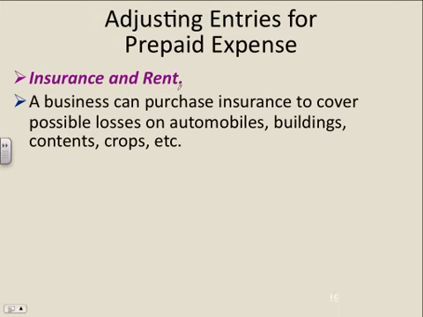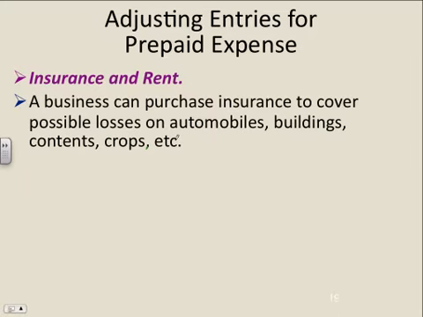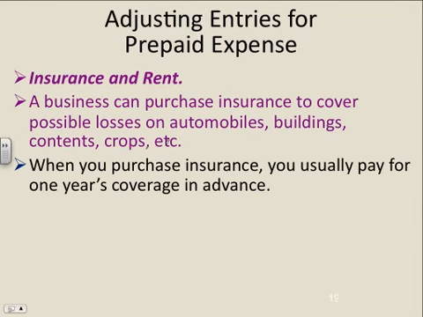A business can purchase insurance to cover possible losses on automobiles, buildings, contents, crops. Generally speaking, if you're going to get your driver's license, you need to get automobile insurance, right? In case you're in an accident, you need to be able to pay for that accident. This goes the same with if you own buildings or anything like that, you need to buy insurance, and insurance protects you. But it's how we journalize and adjust for the insurance that's important as an accountant.